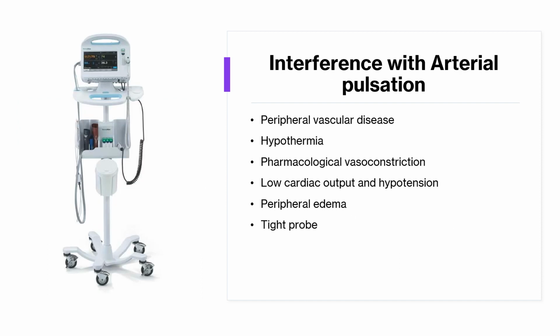The other factor would be interference with arterial pulsations. Peripheral vascular disease like arteriosclerosis reduces pulse volume. Hypothermia at the assessment site decreases peripheral blood flow. Pharmacological vasoconstrictors like epinephrine decrease peripheral pulse volume. Low cardiac output and hypotension decrease blood flow to peripheral arteries. Peripheral edema obscures arterial pulsation, and a tight probe records venous pulsation in the finger that competes with arterial pulsations.